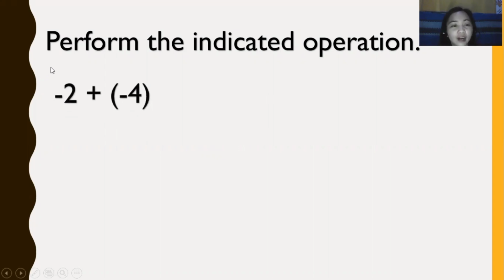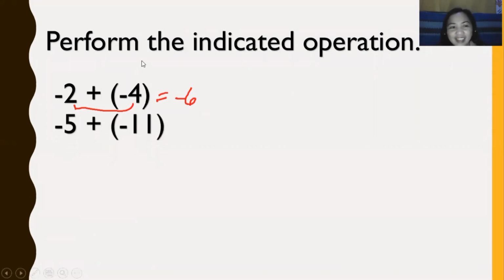Now, we have here addition of like sign, negative 2 plus negative 4. Like sign, dahil magkapareho sila ng sign, add the numbers. 4 plus 2 is 6. Then copy their common sign. The answer is negative 6.